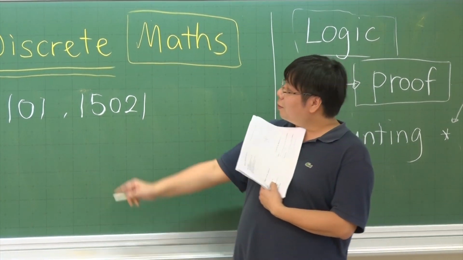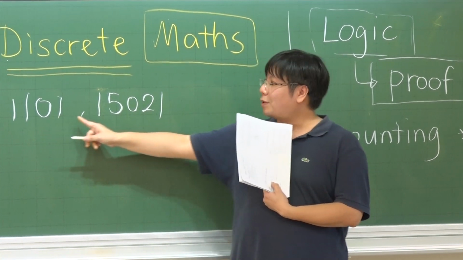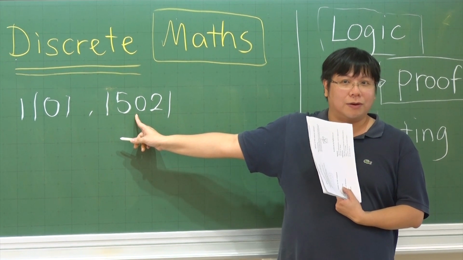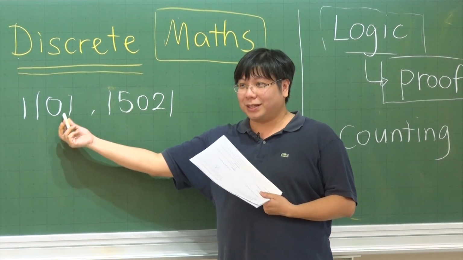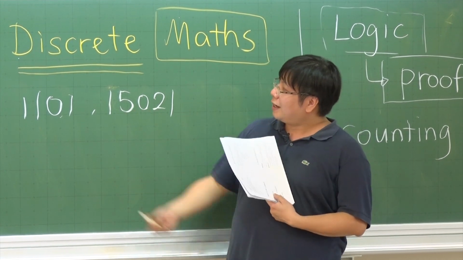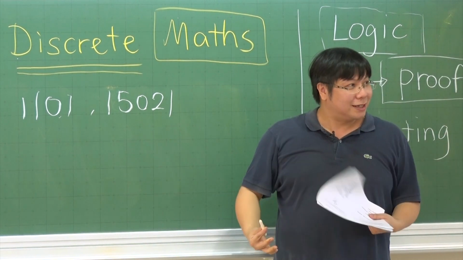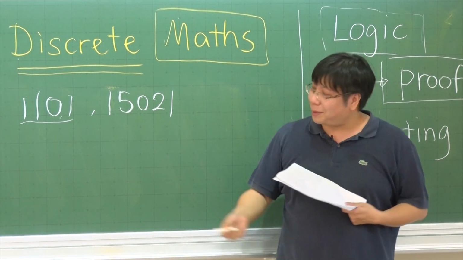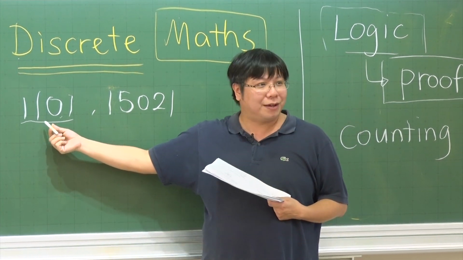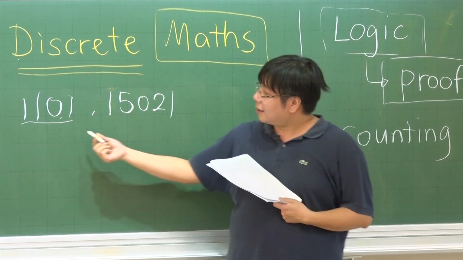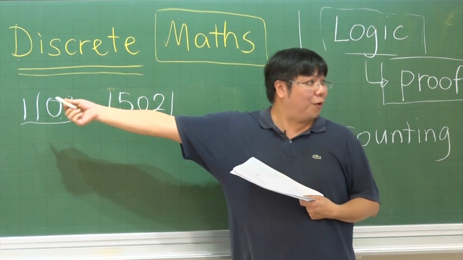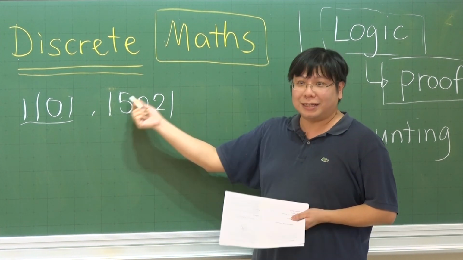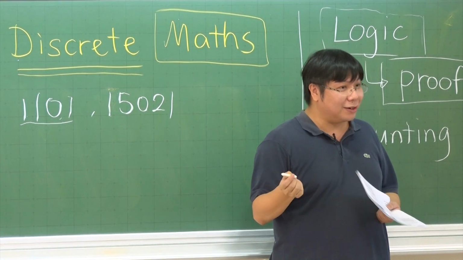So we want to find a divisor of 1101. We also want to find a divisor of 15,021. I know 1 is a divisor, right? 1 can divide this and 1 can divide this. Using some knowledge from primary school, I know that this can be divisible by 3, and this is also divisible by 3, because if we add all the digits, 1 plus 1 plus 0 plus 1, it is 3. 1 plus 5 plus 0 plus 2 plus 1, it is 9. So they're divisible by 3.